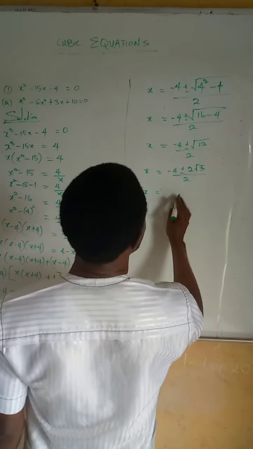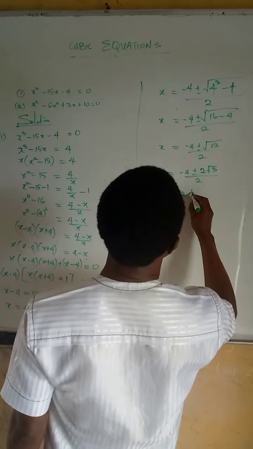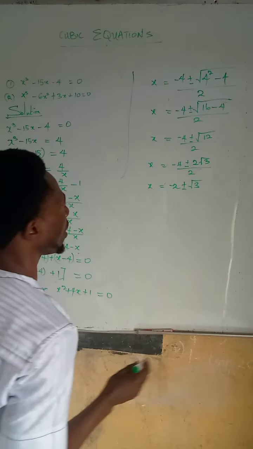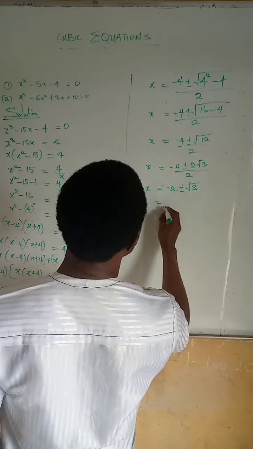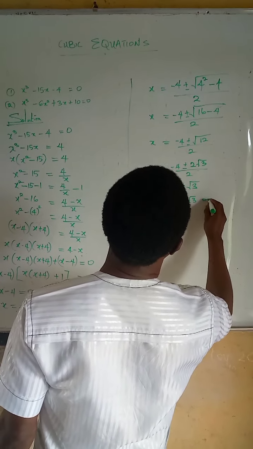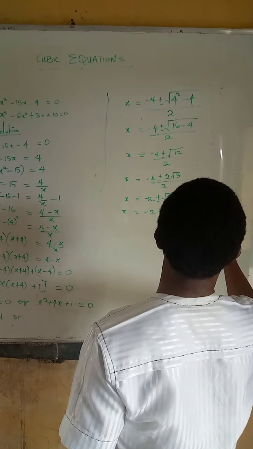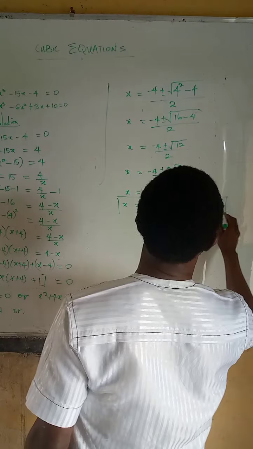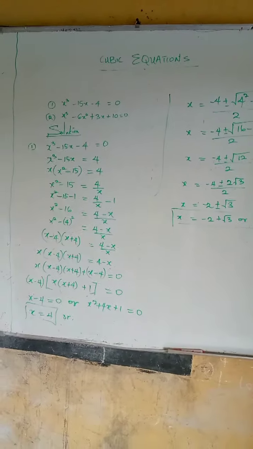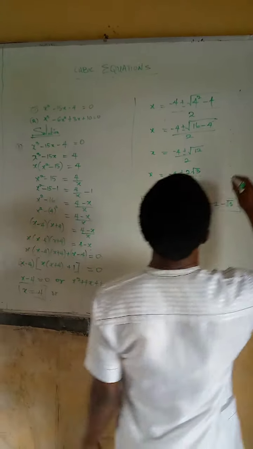Let's factor 2 out. So we have minus 2 plus or minus root 3. So this is what we have, meaning that x equals minus 2 plus root 3 or minus 2 minus root 3. So these are the solutions to this. Now let's move to question number 2.